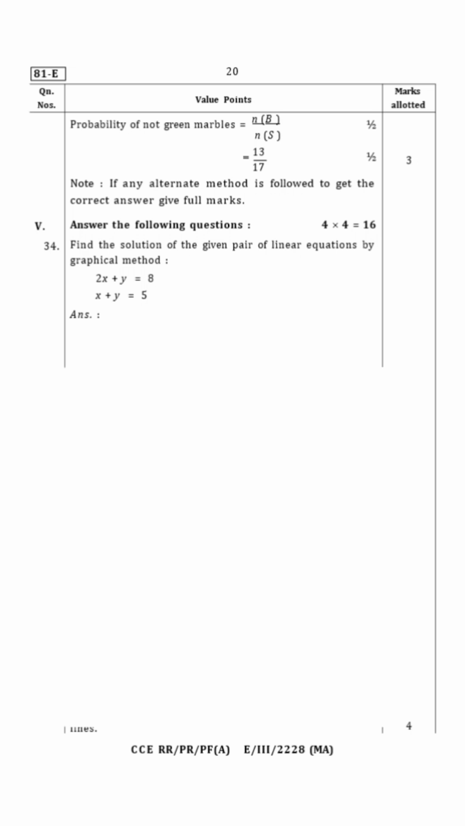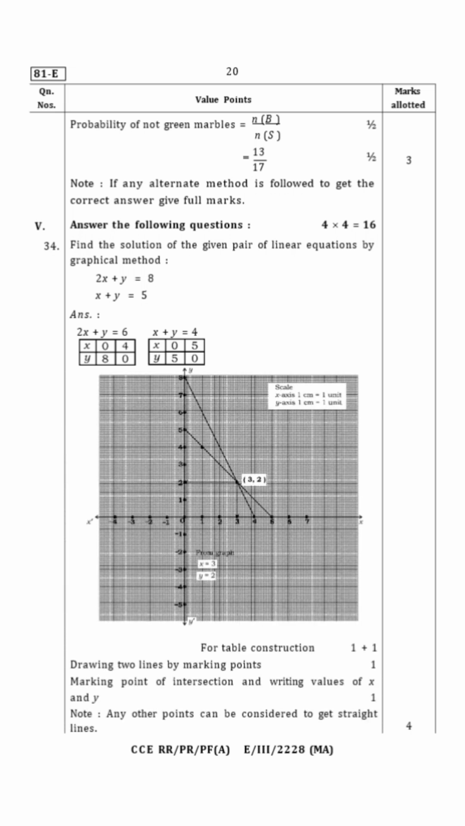We are given 2 equations, so now we have to form a table of values for x and y like this. 2x plus y is equal to 6 and x plus y is equal to 4. Now let us take a graph sheet and we have to write the scale also, mark the points, and we have to mark 0, 6, 3, 0 and also 0, 4, 4, 0 points. The point of intersection is 3, 2. So x is equal to 3 and y is equal to 2.